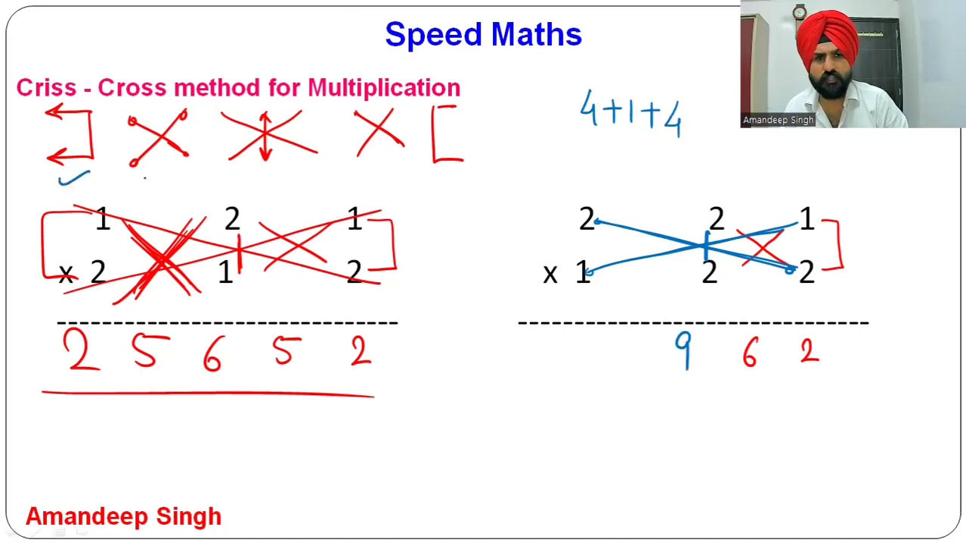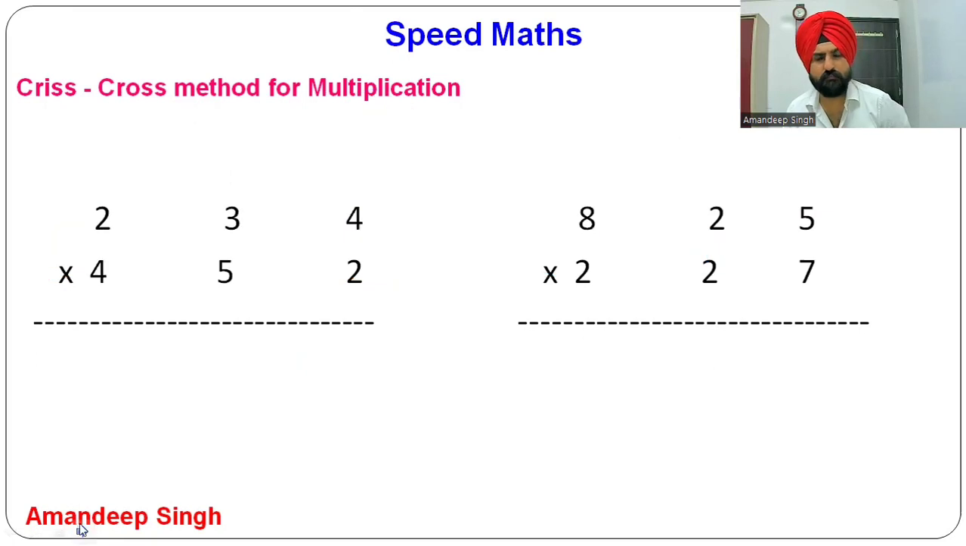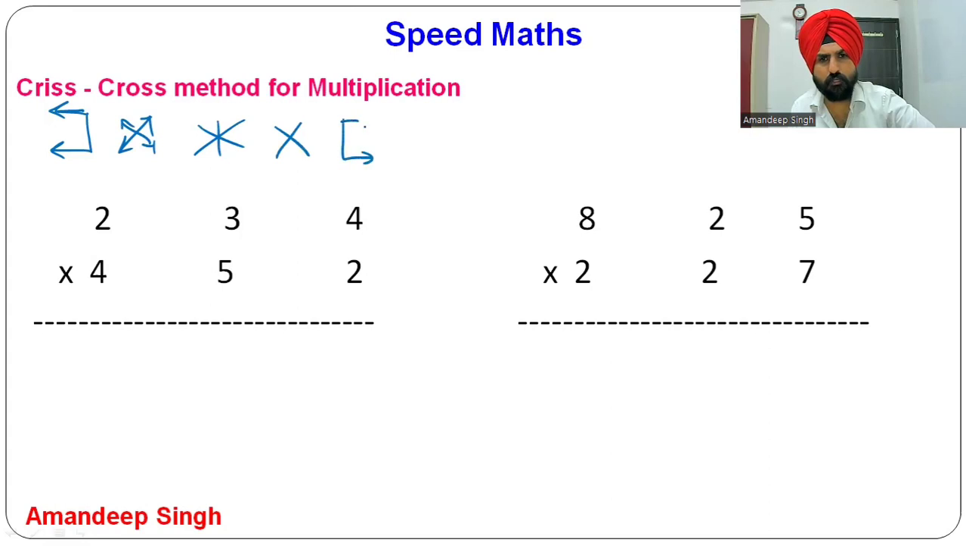Then the first 3 steps are done. Then the multiplication of 2 from the upward, 2 from the downward, but the left one. So 2 2s are 4 and 2 1s are 2. 4 plus 2. This gives me 6. And then the closing extremes, the answer is 2 6 9 6 2. I hope you're getting me and you're following me. Let's have one more example. Don't forget this step. So first step, second step, third step, fourth step, and the closing. Right? These are the steps.